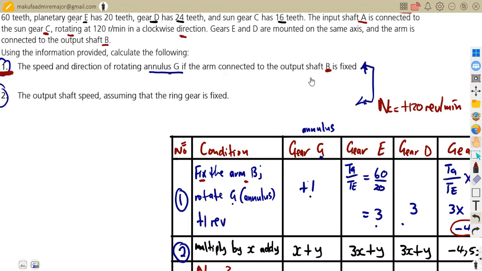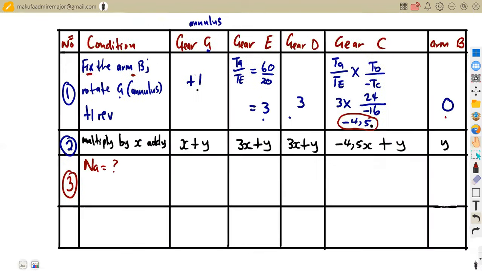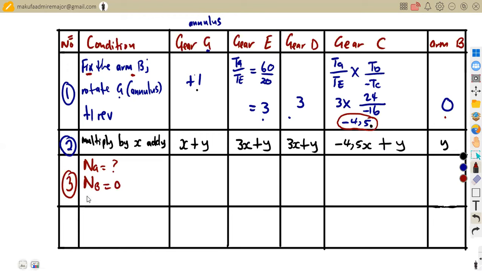Take note, guys, of what we are given here. If the arm connected to the output shaft B is fixed, at that moment the arm is fixed, and the arm in this case is B here. So if the arm is fixed, it means its speed is 0. Just like what we had on the first condition, the arm was fixed, there's no movement. So it will be at 0 revs per minute.